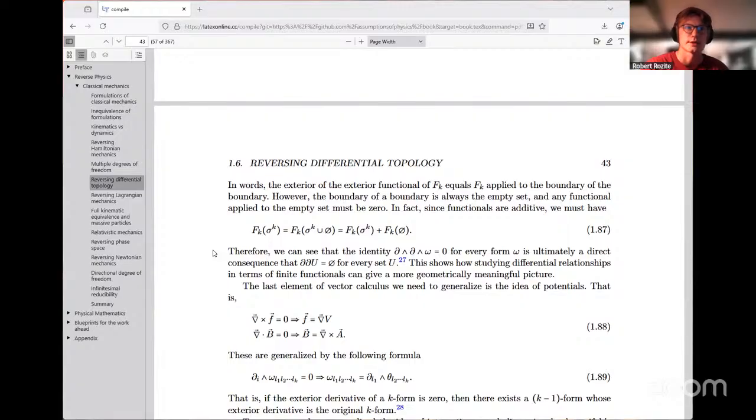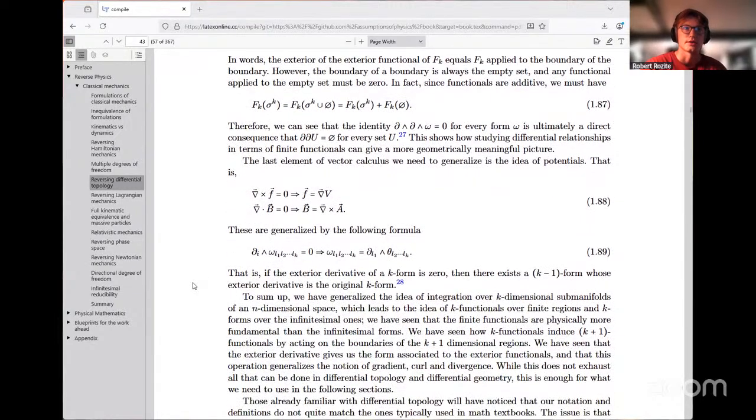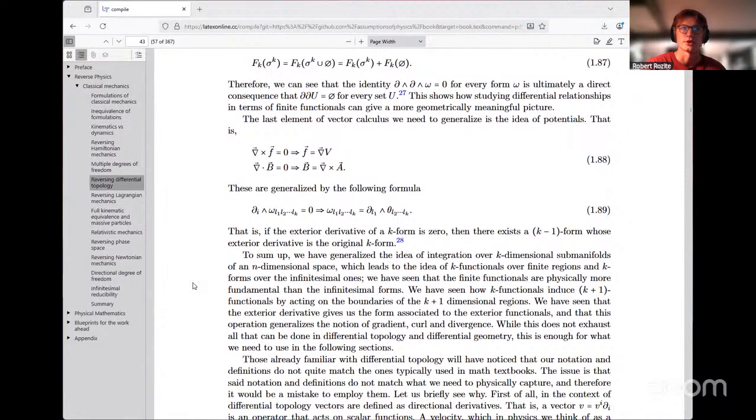Therefore, we can see that the identity partial wedge omega equals 0 for every form omega is ultimately a direct consequence that the double functional of U, the boundary of a boundary, is the empty set for every set U. This shows how studying differential relationships in terms of finite functionals can give a more geometrically meaningful picture.